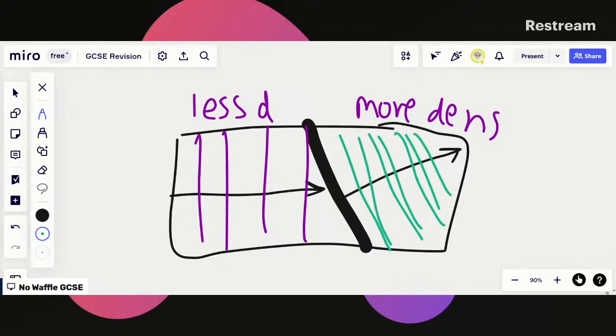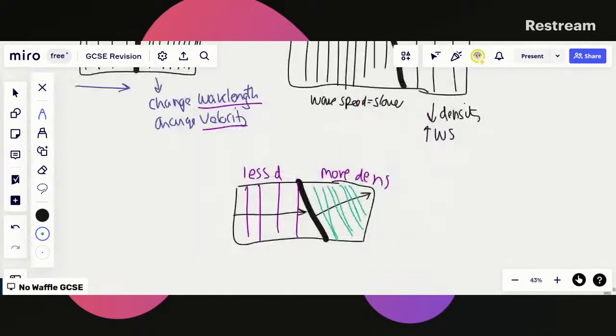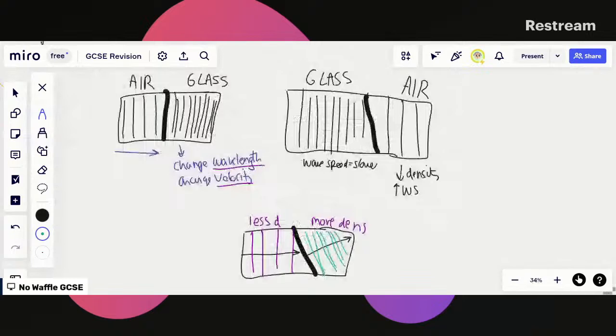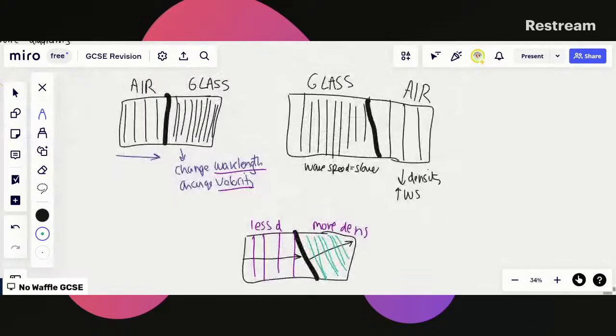But overall, you're not going to be too much asked about wavefront diagrams. The most they'll do is show one to you. I don't think they'll necessarily ask you to draw one. But just remember, if it's denser, then the lines will be closer together. If it's less dense, then the particles will be further apart. I hope that answers your questions.